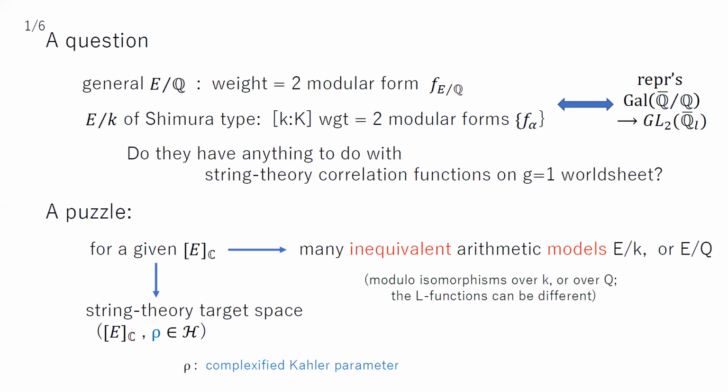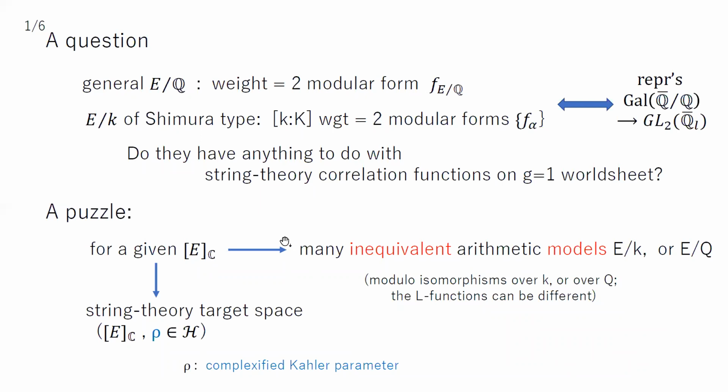In string theory, we may set those geometries as the target space and think of certain kinds of correlation functions on the genus 1 worldsheet. Then there will be many modular invariant or covariant objects. So do some of them have something to do with the weight two modular forms? That's my question. And then here's a puzzle that one might encounter almost immediately.